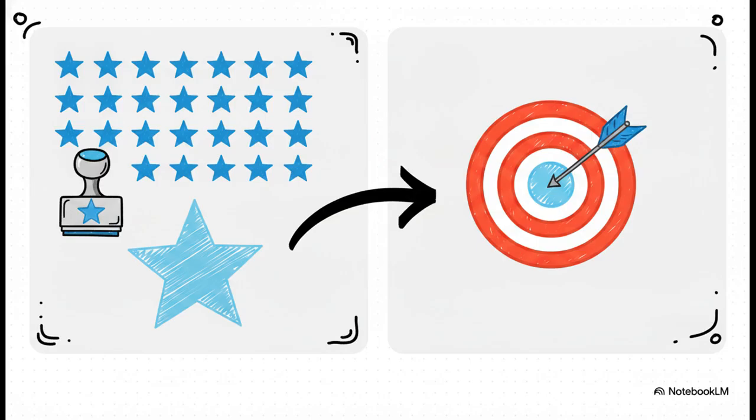And here is the absolute golden rule you've got to remember. Reliability is a strict prerequisite for validity. Basically, if a measure doesn't correlate with itself consistently, it literally cannot correlate with anything else.